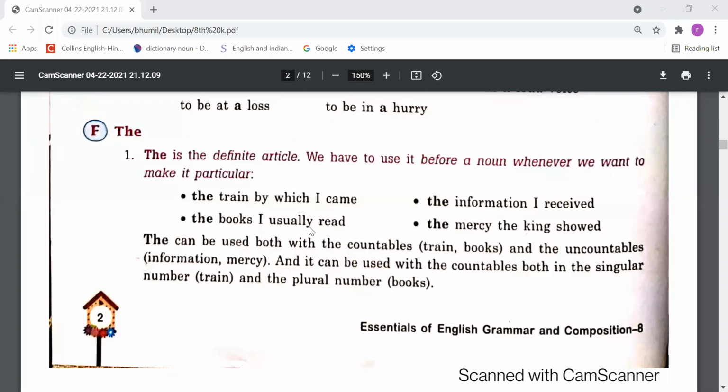One more thing you need to remember: either our noun is singular or plural, or countable or uncountable, it doesn't matter. If that is definite, we should use the definite article, meaning "the" we have to use. So you can see, books is plural, train is singular, right? Mercy and information are uncountable. So "the" can be used both with countables, train and books, and uncountables, information and mercy, and it can be used with countables both in singular, train, and plural, books. So with all types of nouns it can be used. The condition is that it should be definite.